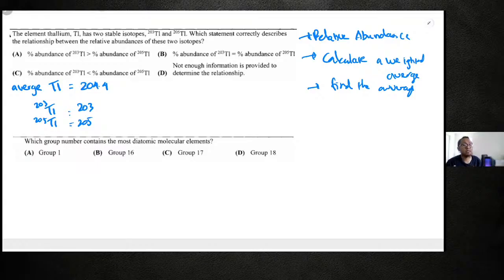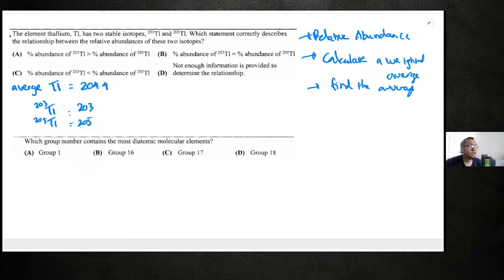Like we discussed before, the mass of the atom takes place in the top position. So how do we do that? This is the average, and this one is the isotope. So how do we calculate the abundance?